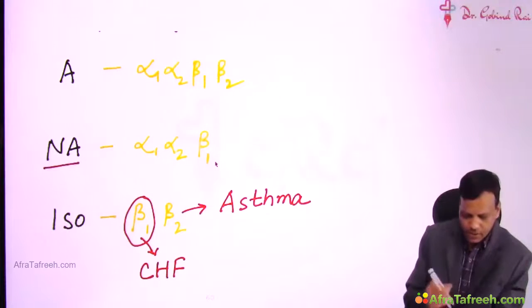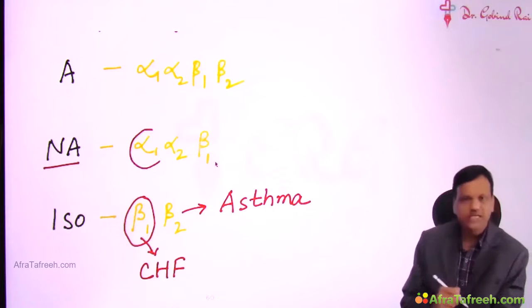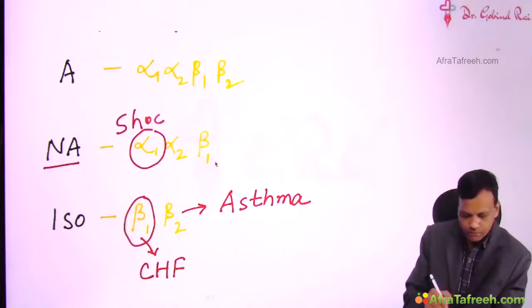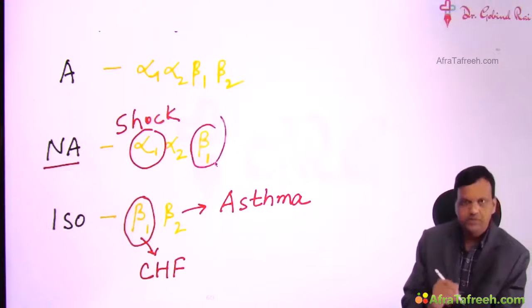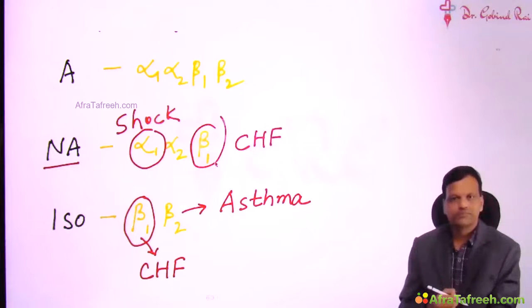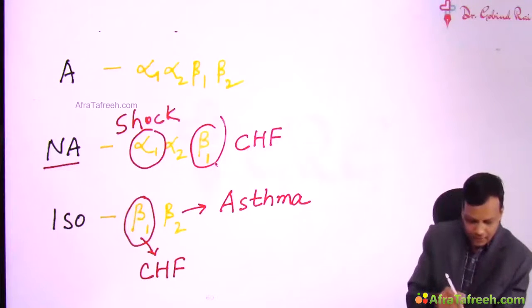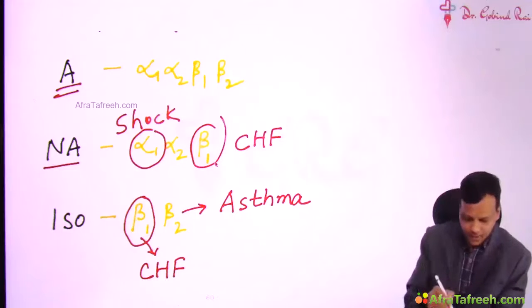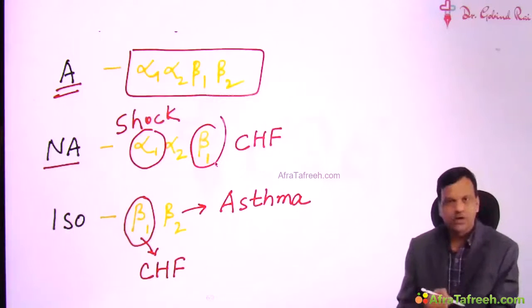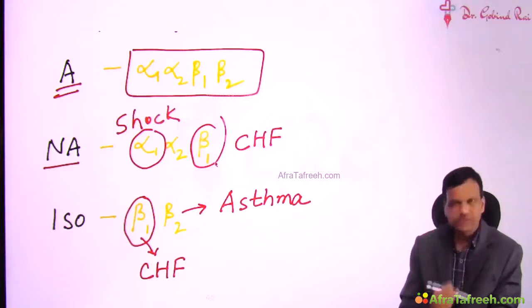Now noradrenaline, it stimulates alpha 1 receptor which will increase the blood pressure. So we can use it in shock. It also stimulates beta 1 receptor, so we can use it in congestive heart failure. Adrenaline, technically speaking, stimulates all the receptors. So it can be used for almost all these indications: shock, CHF, asthma.